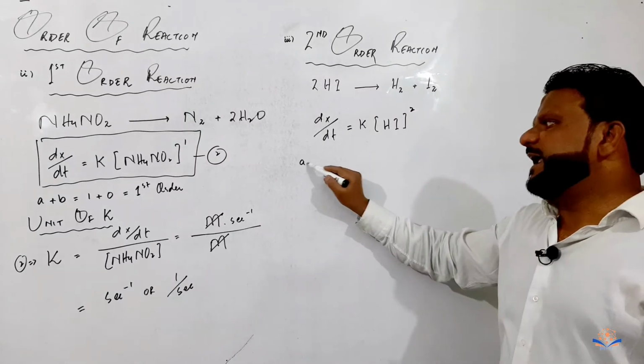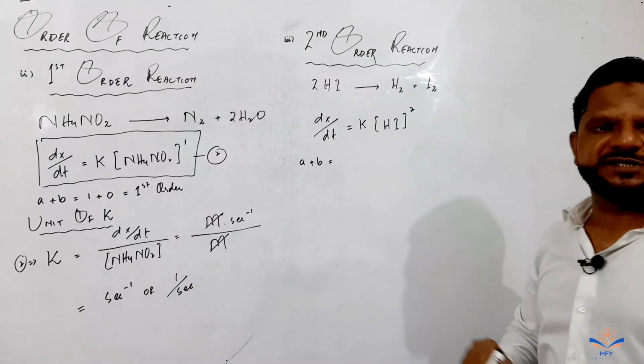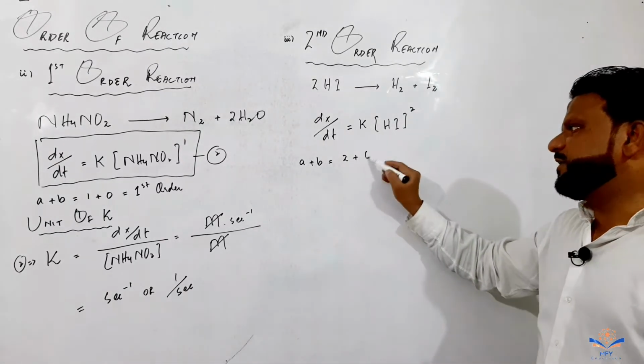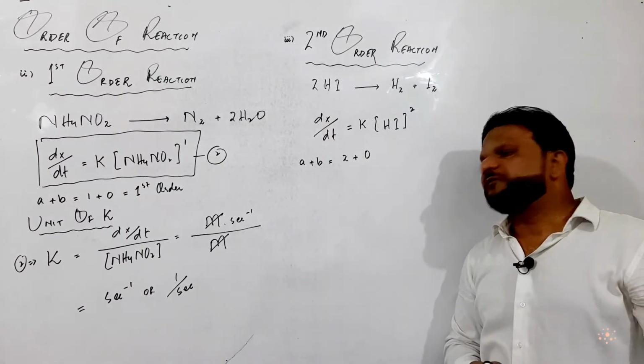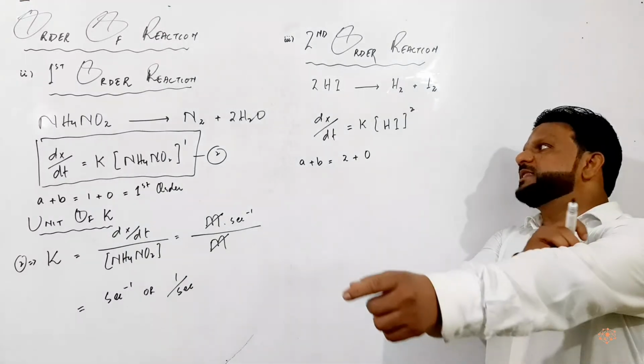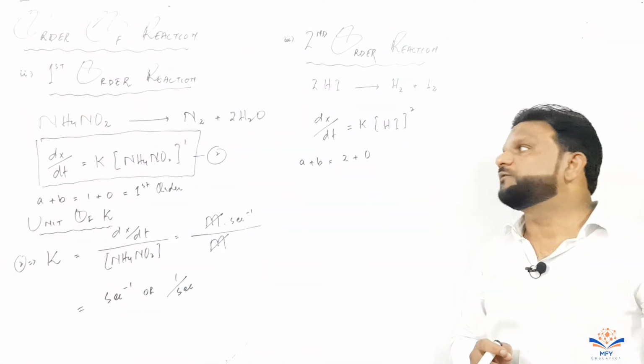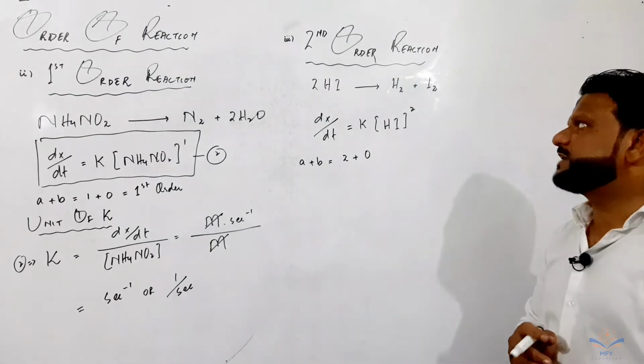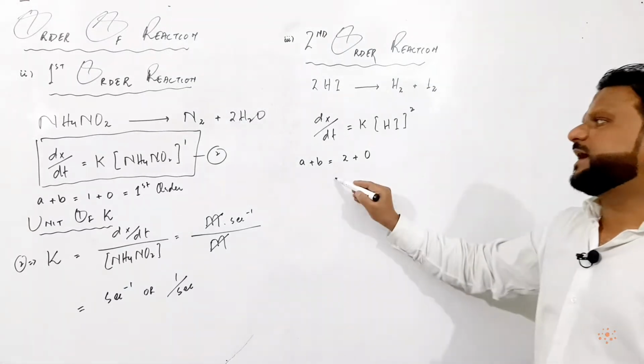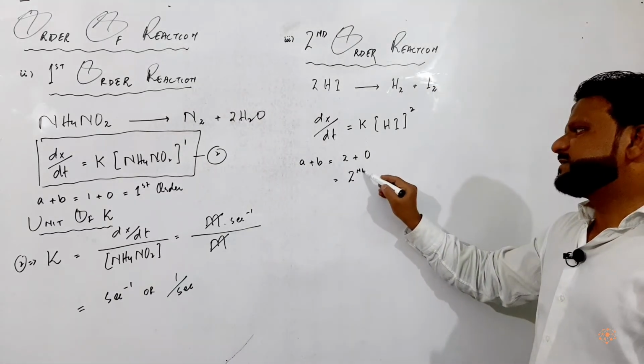It means that a plus b, the order of reaction becomes 2 plus 0. There is no active mass of B. It means that in this chemical reaction only hydrogen iodide decomposes to form 1 mole of hydrogen and 1 mole of iodine. It means that the order of reaction is second order.